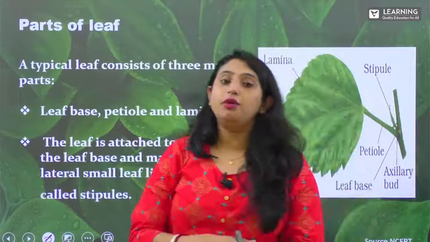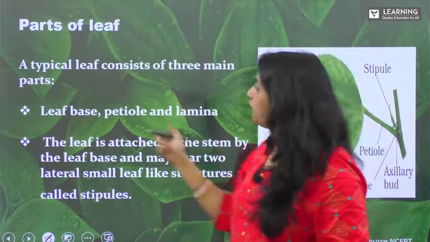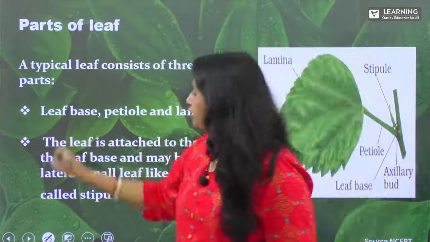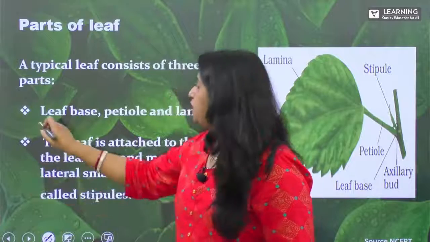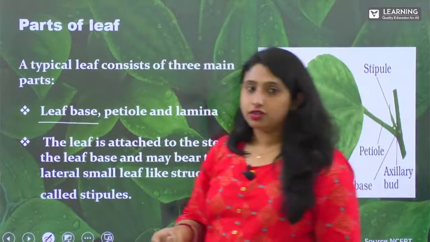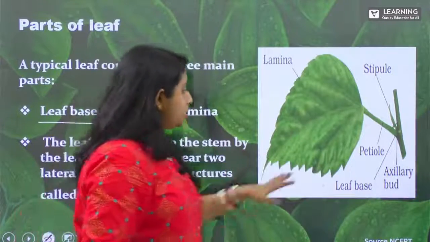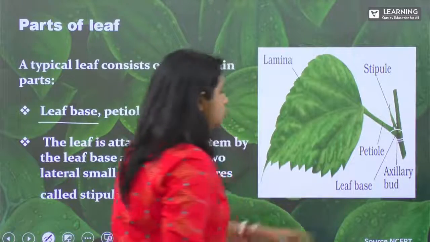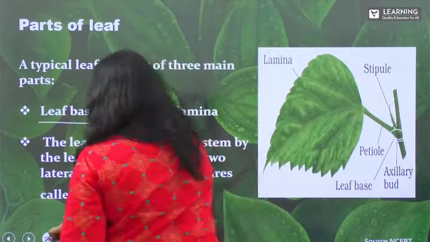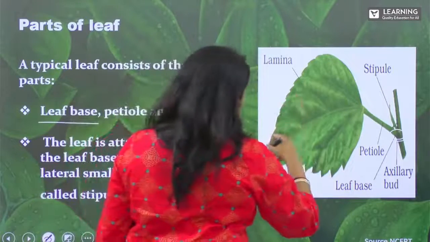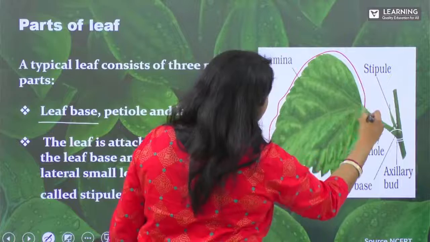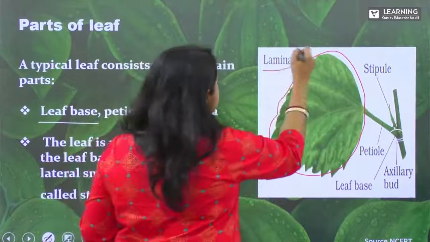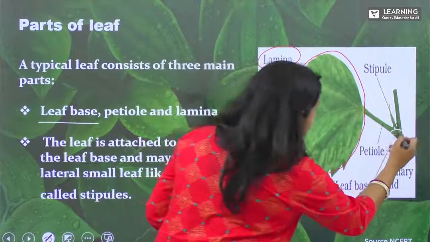Now let us learn about the function of the various parts. A typical leaf consists of three main parts. So what are the three main parts of the leaf? The three main parts are your leaf base, okay? So which one is the leaf base? As you can see, this is the leaf base, and this one is your lamina. This portion is the lamina, that is the flattened portion, right?